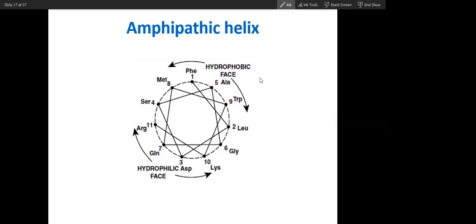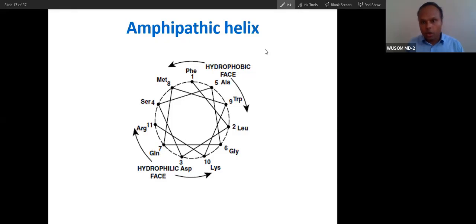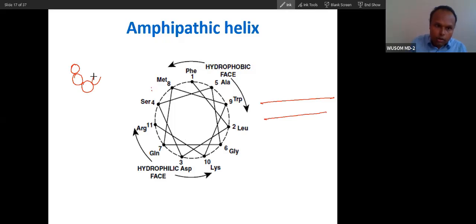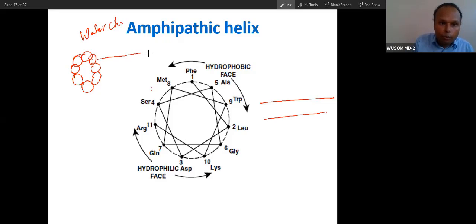Yes, sir. Now let me talk a little bit more about this. So what happens, if you see this alpha helix from the top, inside the membrane it can have this type of alpha helix. This type of alpha helix will form a water channel inside the lipid.